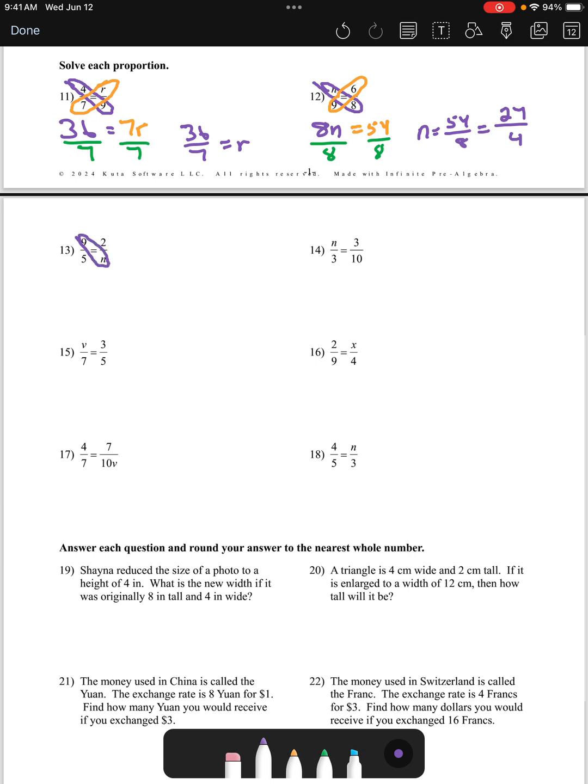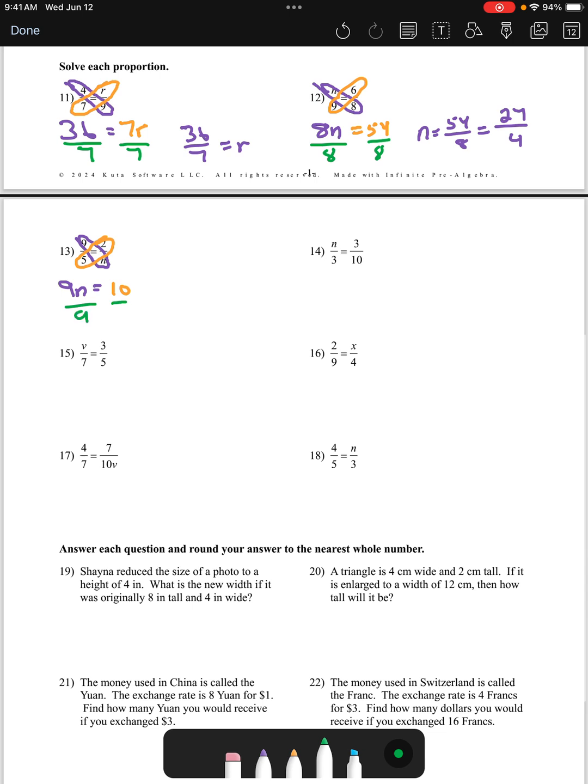27/4 is the final improper form. Number 13, my down diagonal is 9 times n, so that's 9n. My up diagonal is 5 times 2, that's 10. We're going to divide both sides by 9 to get n is equal to 10/9. No simplifying to be done. At this point, I invite you to pause and try 14 through 18, and then come back and see how you did.